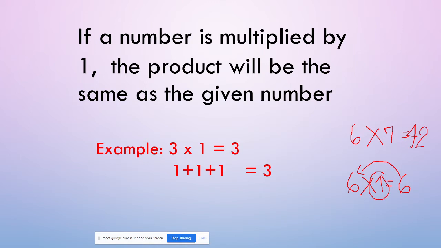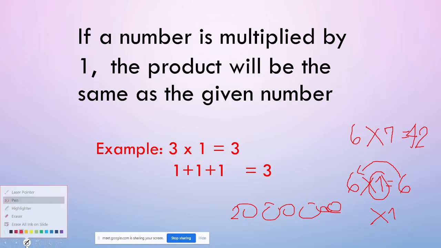Whatever number it is, for example, 2 million, which has 6 zeros, times 1, you don't have to count 2 million. The answer will still be 2 million because you multiply it by 1. Even if it is 10,600,000 or 400,000, you don't have to count because the answer will still be the same number because you multiply it by 1. Do you understand that? Yes.